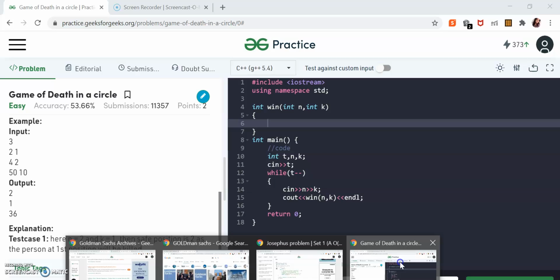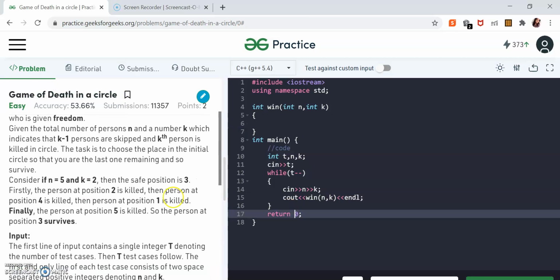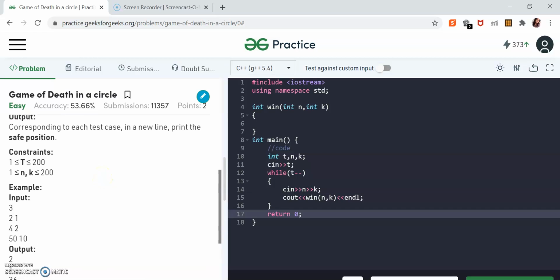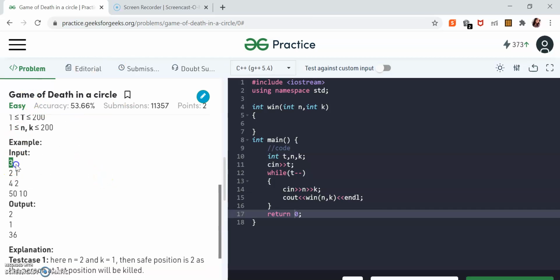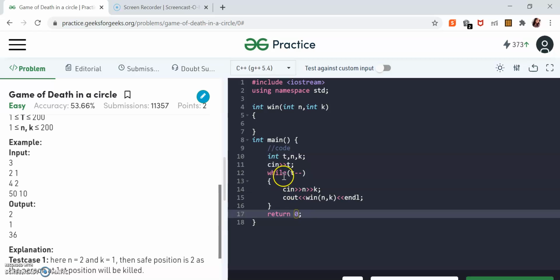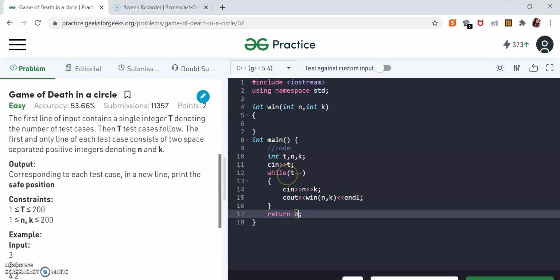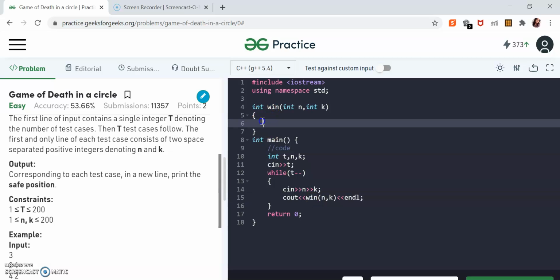Let me open a prompt. So this is a Geeks for Geeks prompt. It is also known as Game of Death in Circle. Here the question will be the same as what I have already explained, and in the input first you will be given the number of test cases, then each line of the input will have n and k. So in the main code I have already written the snippet where I am taking the input. First we enter t, denoting the number of test cases, and then we take the input, and here is the function that we need to fill in. So as we already discussed, let's just quickly write the code.